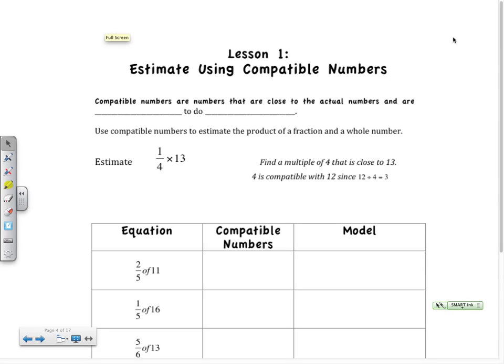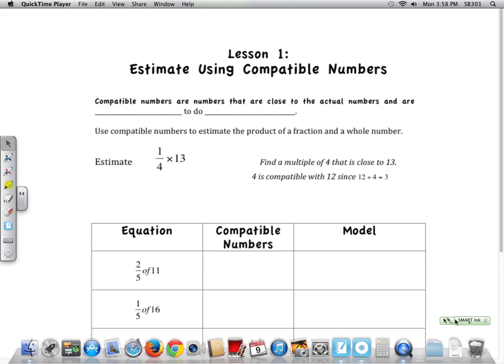Evening. We're going to look at Chapter 4, Lesson 1, two ways to estimate fractions. We're going to start with the lesson on using compatible numbers.